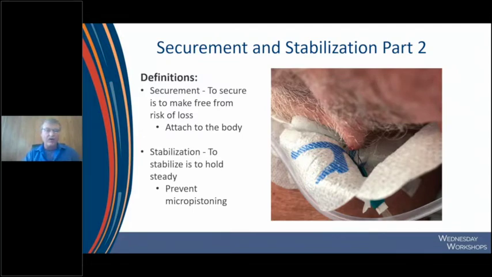Here is an example. You can see very poor securement. It is attached to the body, but we've got an IJ insertion here with a securement dressing that's over top of a beard. The sutures are pulling on the skin. The sutures are very loose, and the site, you can't see the site exactly, but it's exposed.